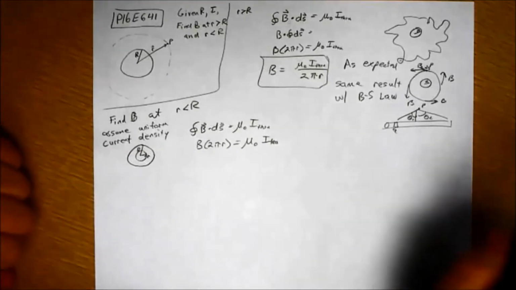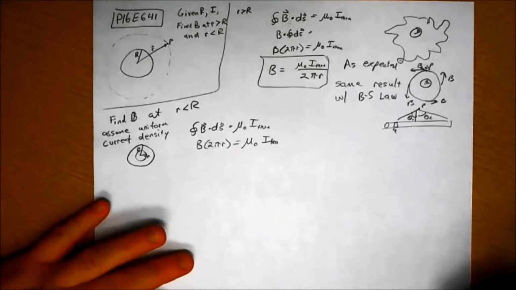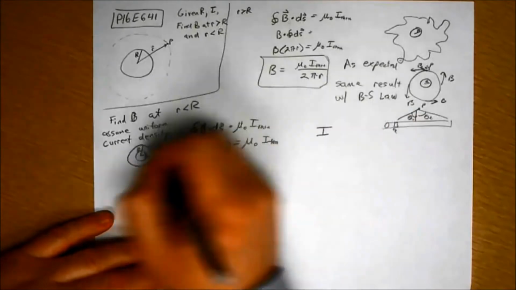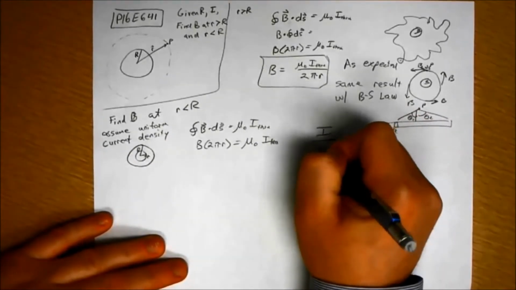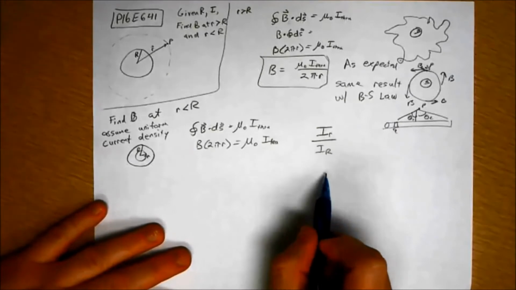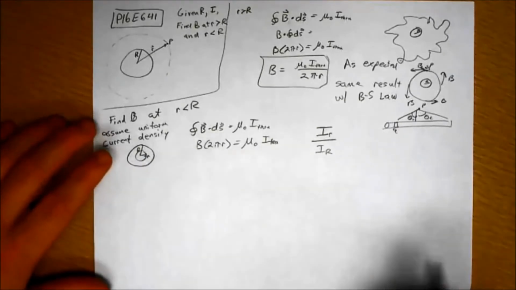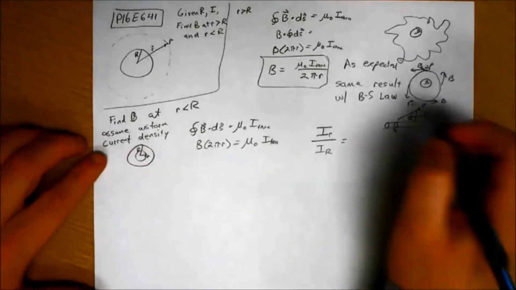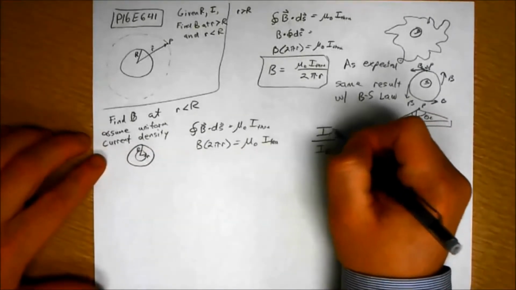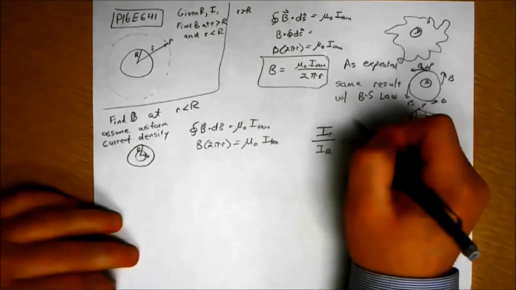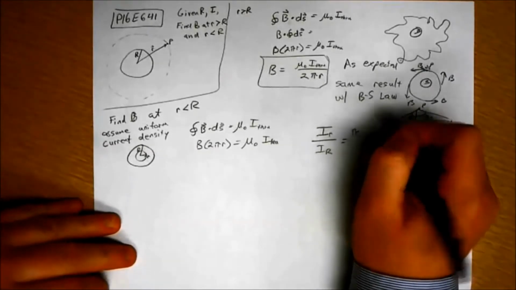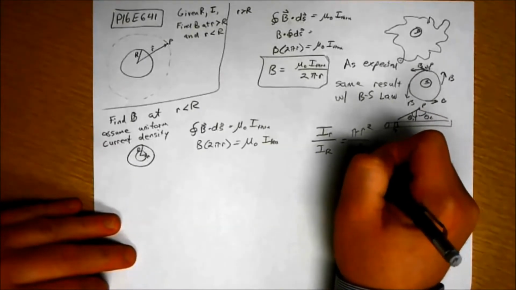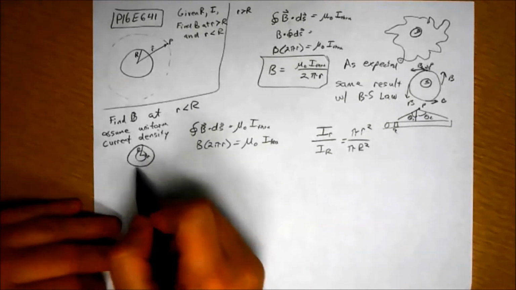But what actually is the current running through there? Well, let's say we take a ratio of I at r over the total current, and I'll call that I sub big R, because big R is the radius of the wire. Well, we know that's going to be proportional to the area because we're assuming uniform current density. So the area that this current passes through is pi r squared, and the area that this passes through is pi capital R squared, because this is the whole cross-sectional area of the wire.